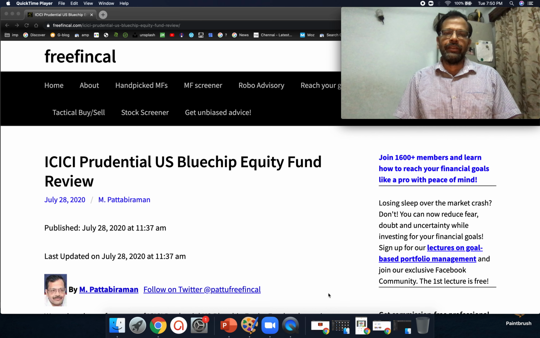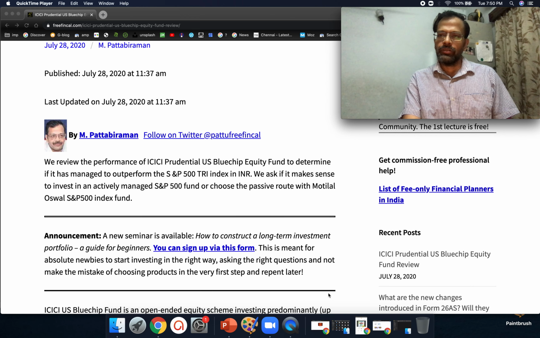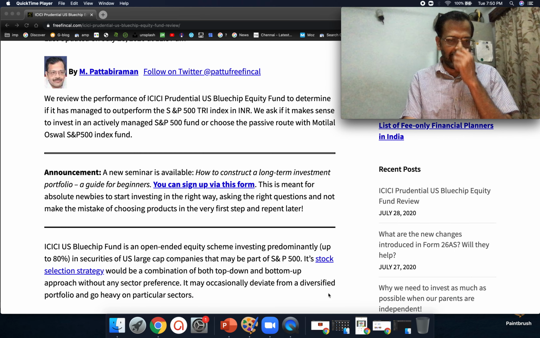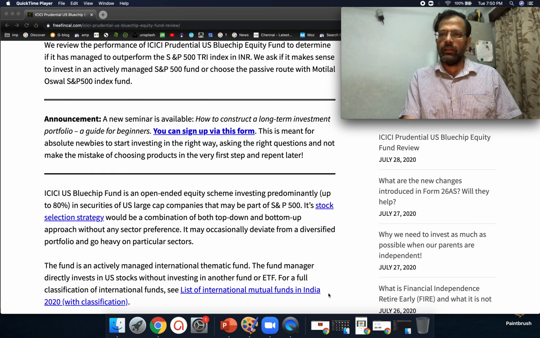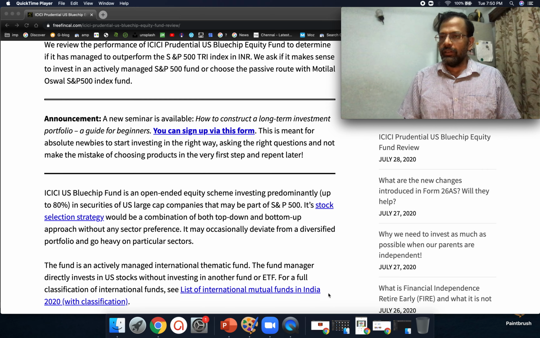Let's take a look at ICICI Prudential US Bluechip Equity Fund today. When I compiled the list of international equity funds, I had said we will review a few of them. This would be the first. We'll have a look at other funds in the next few days. So this is an open-ended equity scheme.